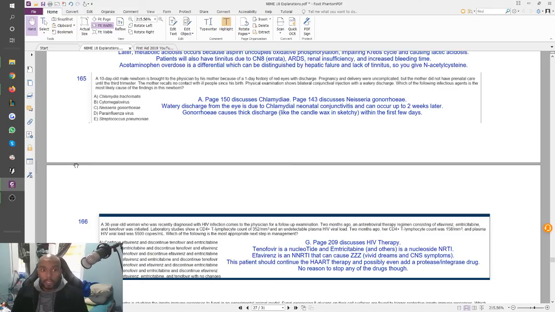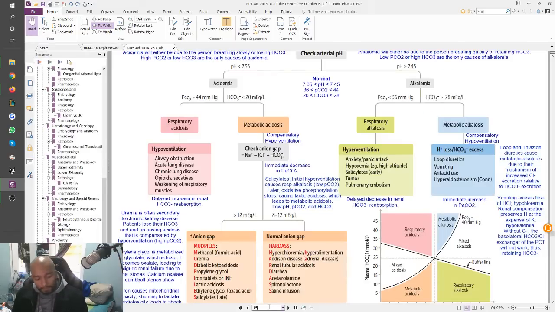So they're saying this is a 10-day-old male newborn. So it's been 10 days since the boy was born. Now you see, in gonorrhea, within the first 2 to 3 days, you have rapid onset of very waxy, thick discharge. And the reason they say wax is because in the gonorrhea image, they use candle wax a lot. So let's take a look at both, right? 150 and 143.